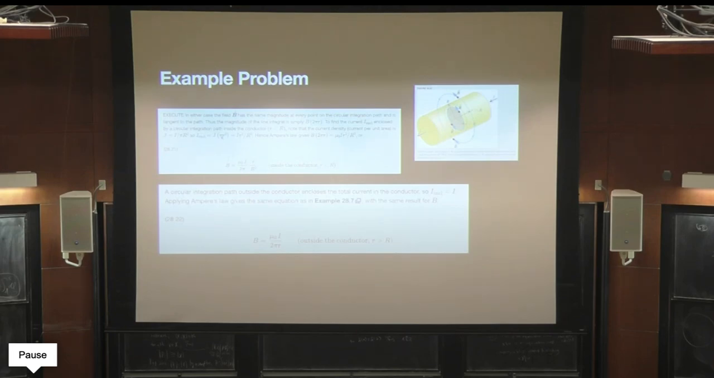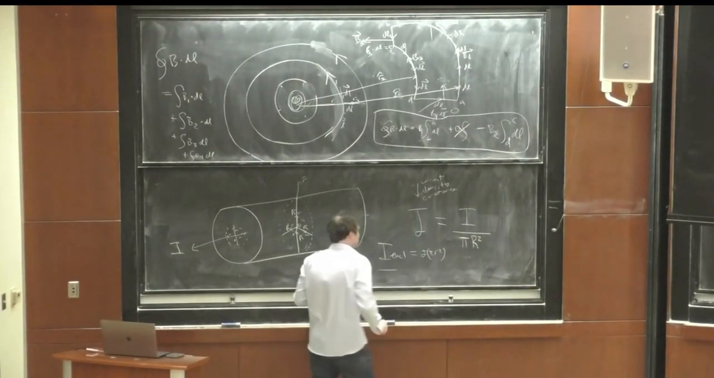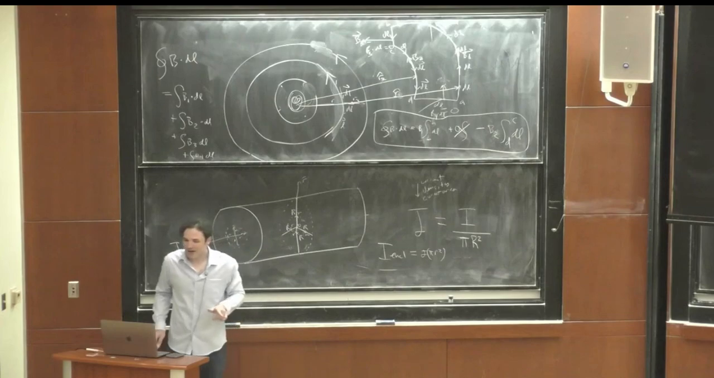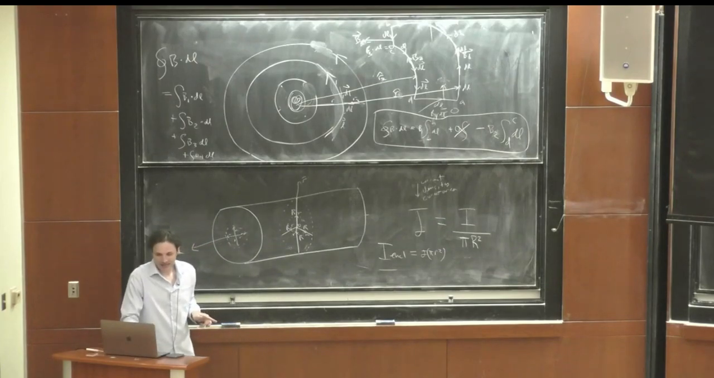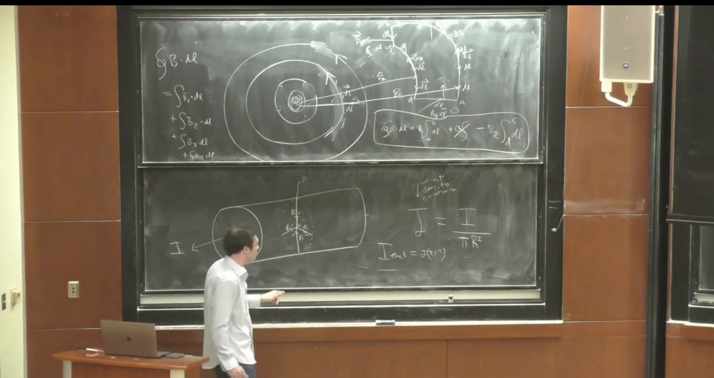times pi r squared. So I enclosed, which is not the same thing as I, is going to be j times pi little r squared, isn't it? And why is j going to be, or why is I enclosed going to be that? Can somebody tell me why? Why I enclosed is j times pi r squared.